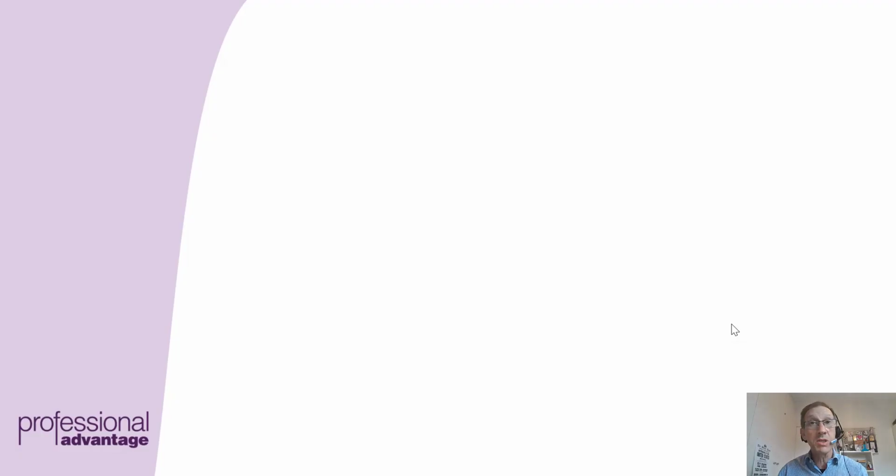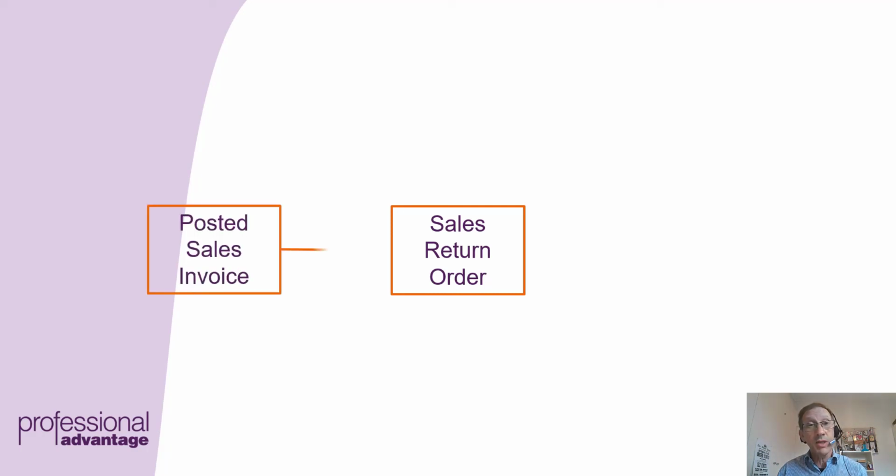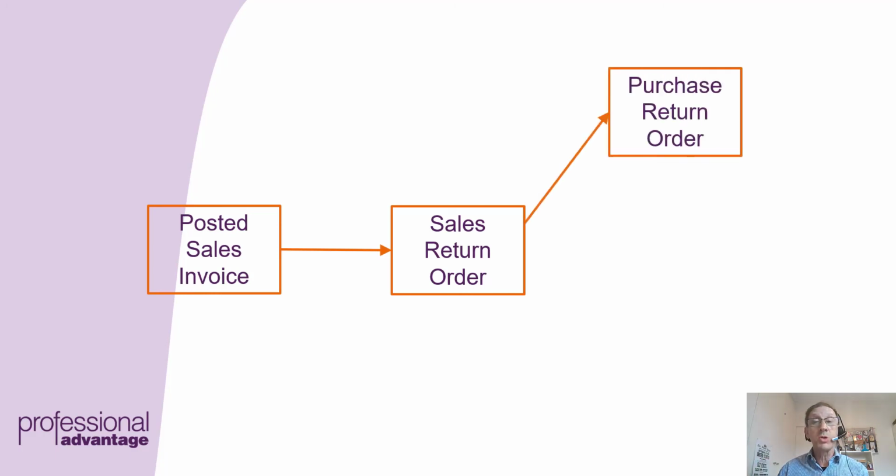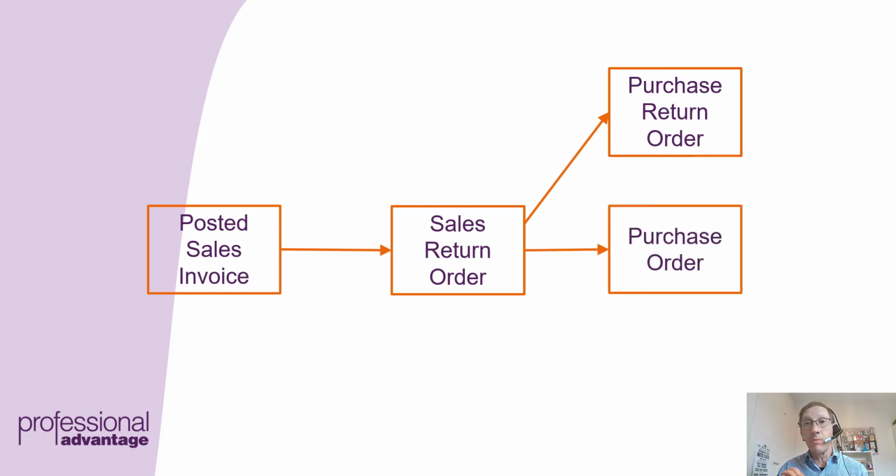Before we get into Business Central itself, let's just have a quick look at the structures we're going to use. We're going to raise a sales return order to take our return from the customer. We'll generate that from the invoice that the customer received. And from the sales return order, we'll create a return order to send our goods back to the supplier. We'll also raise a purchase order so that we can buy again what we return to the supplier.